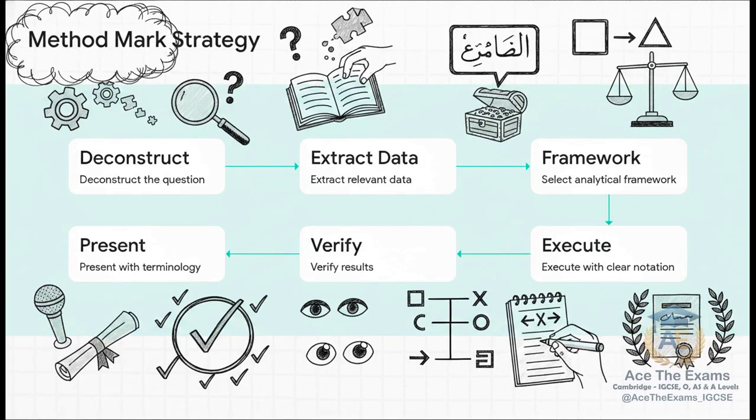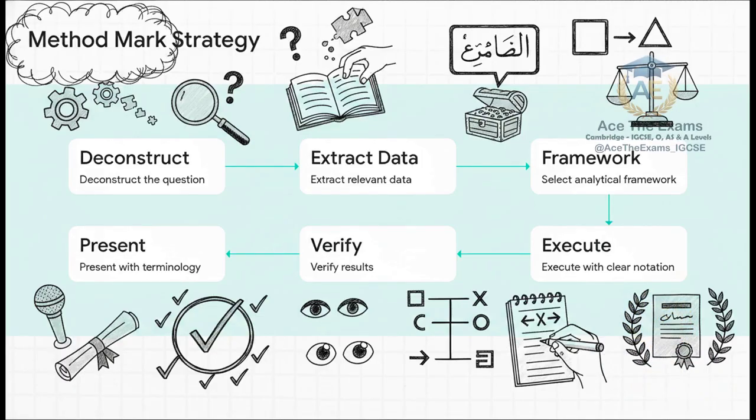They extracted the data, sure, but the bridge between the Arabic text and their final conclusion just crumbled. Why? Because of a lack of systematic processing. So I'm stepping in. We are implementing the method mark strategy. In Paper 2 Reading and Writing, you need to follow a highly standardized sequence to make your response bulletproof. Let's walk through the 6 steps.